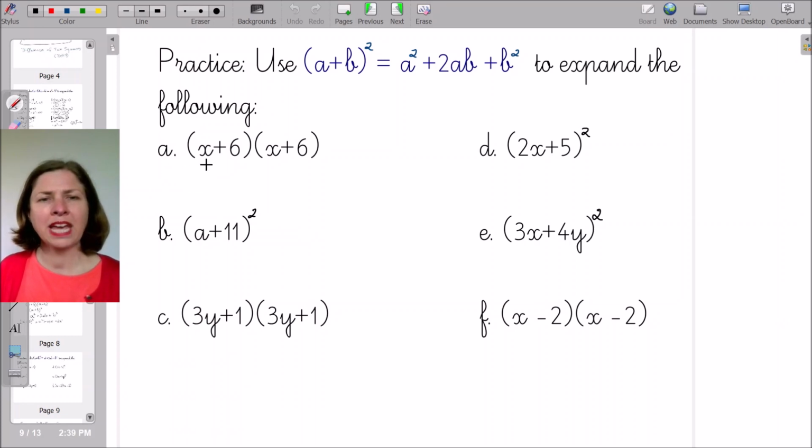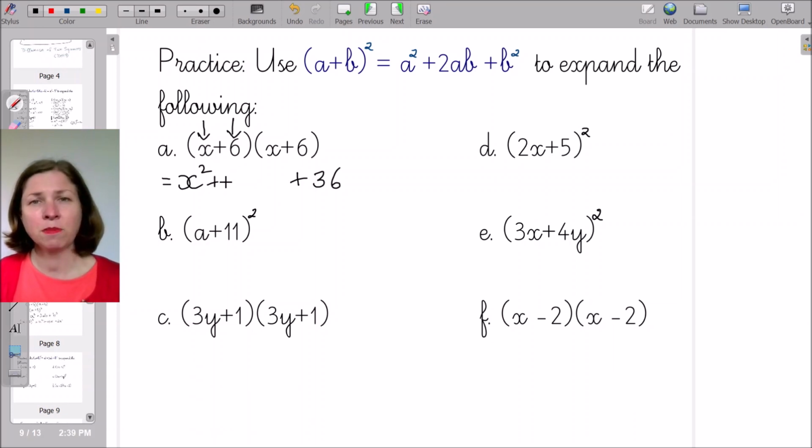So what I'm going to do again is remember that x is my first term and 6 is my second term. So x is like the a in this formula and 6 is like the b. So I'm going to square the first term, so I get x squared. And at the end, I'm going to square the last term, so I'm going to get 6 squared, which is 36. And in the middle, what I'm going to have is these two multiplied together, which gives me 6x, and then double it, which gives me 12x.